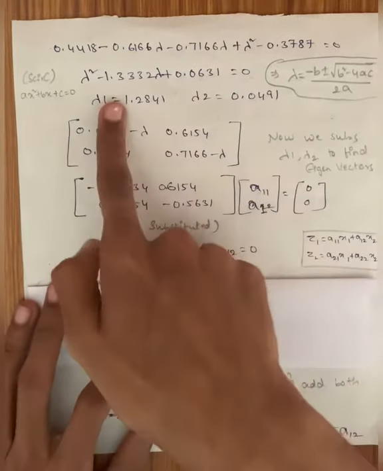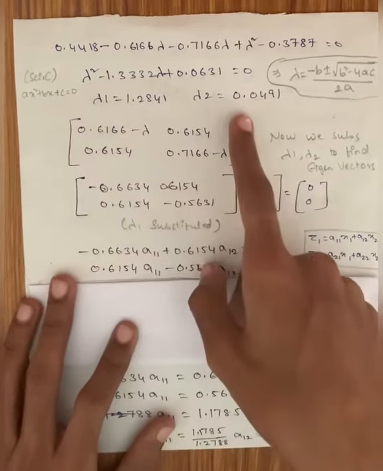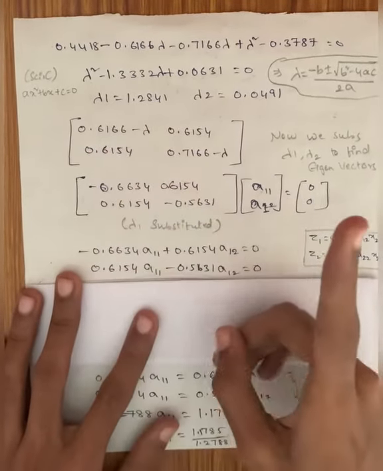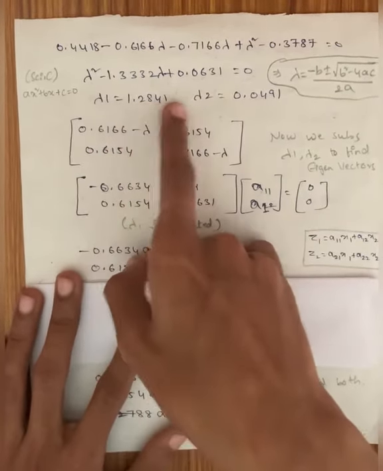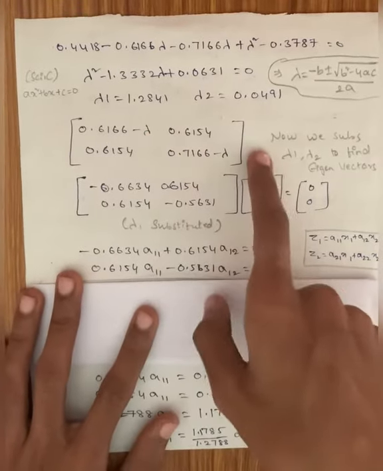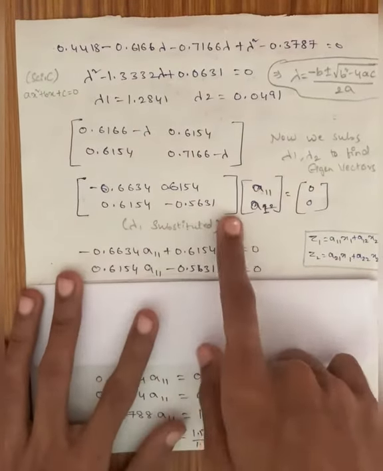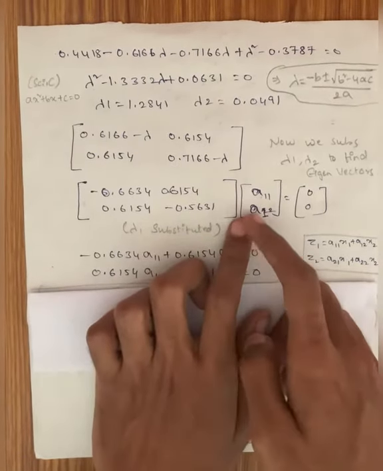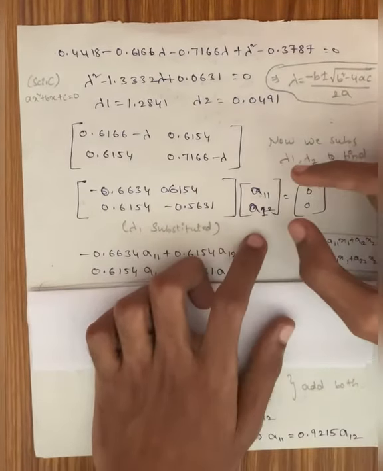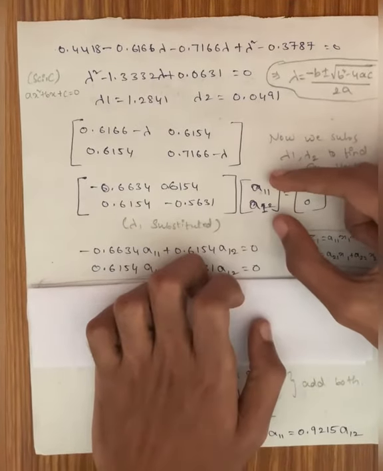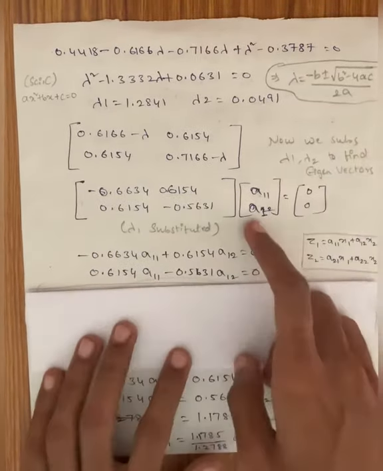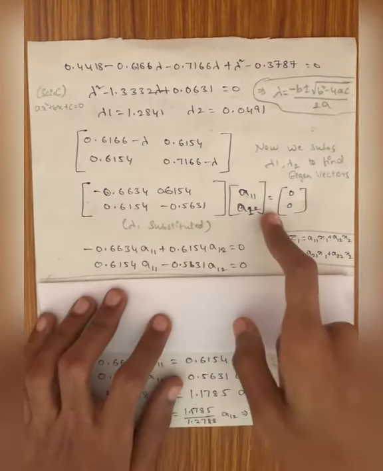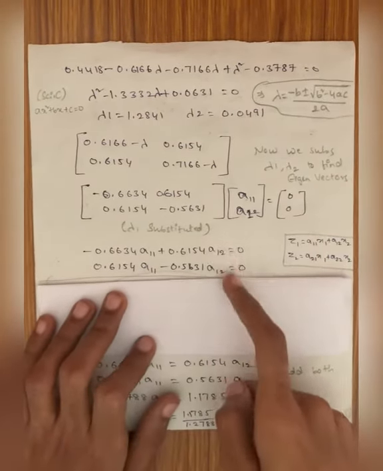As we got the lambda 1 and lambda 2 values, initially we are going to substitute lambda 1 to calculate the first eigenvector. We will substitute lambda 1 in both of these places. After substituting we will get these values. To find our eigenvectors, we will multiply with the eigenvectors. Initially we will take a11 and a12 as the eigenvector, so we need to calculate the values of a11 and a12. Here we will take the product of the matrix, and finally we will get two linear equations.